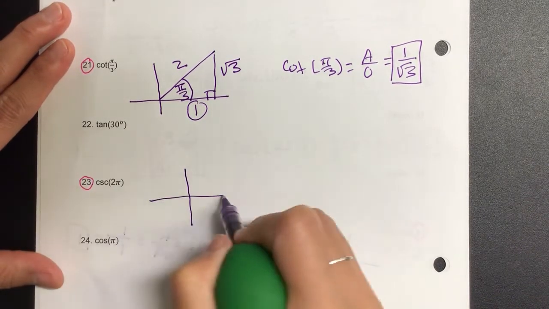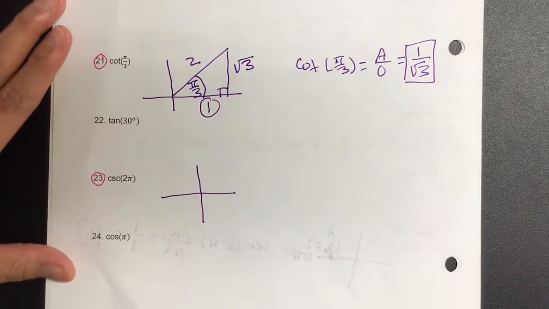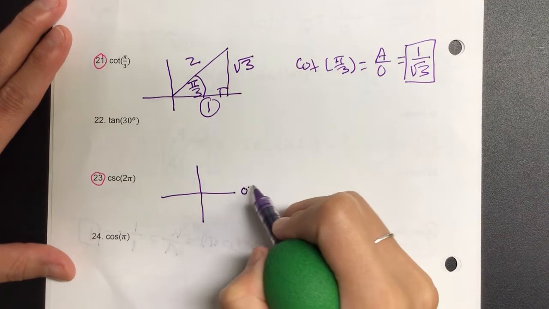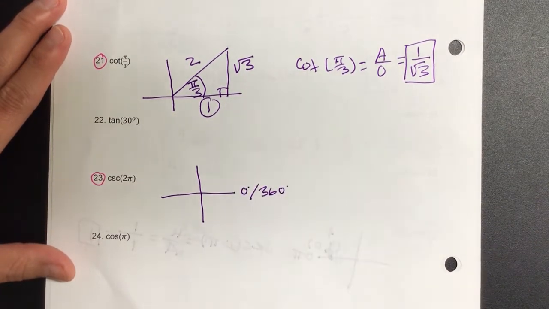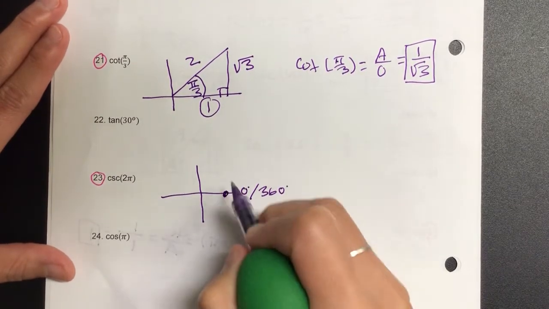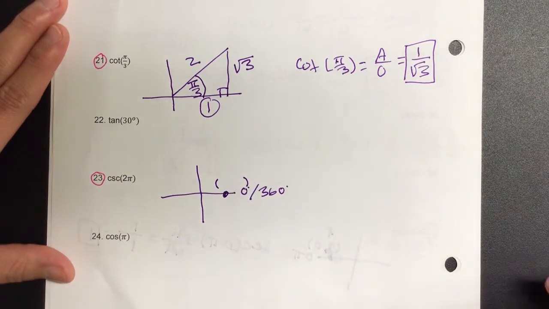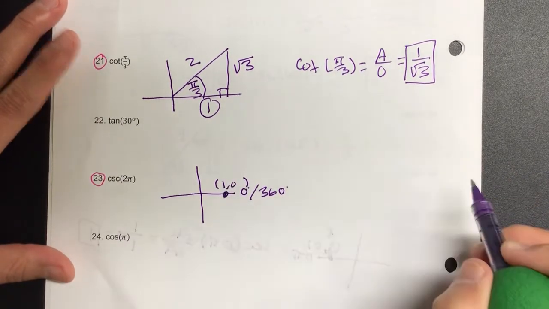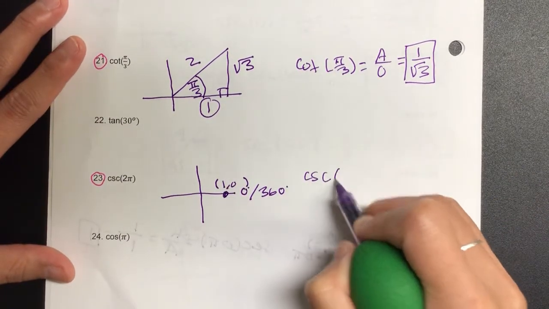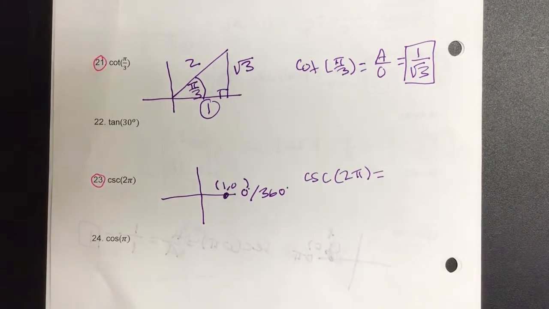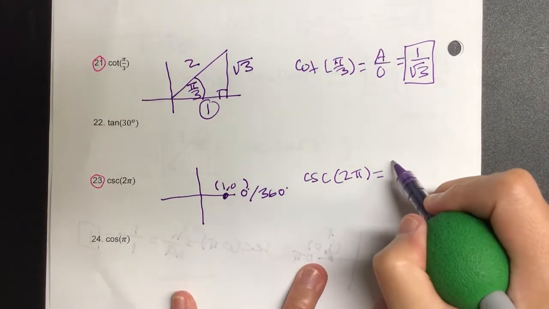And then we have 23. Where's 2 pi going to be? If 1 pi is 180, 2 pi must be 360. So it's going to be basically where it starts at 0 and goes all the way around in a circle, lands back at 360. So what is our ordered pair on this quadrantal? 1, 0. So we know cosecant of 2 pi is equal to hypotenuse over the what?